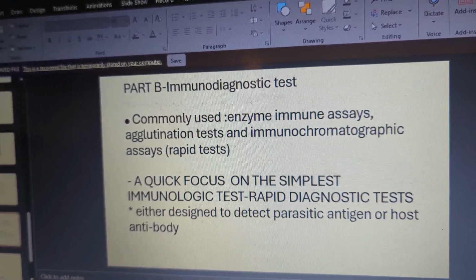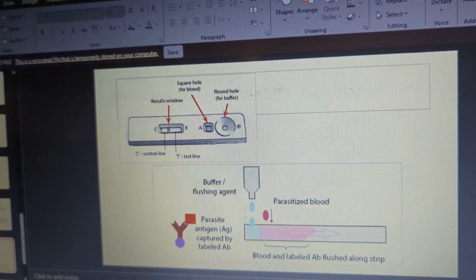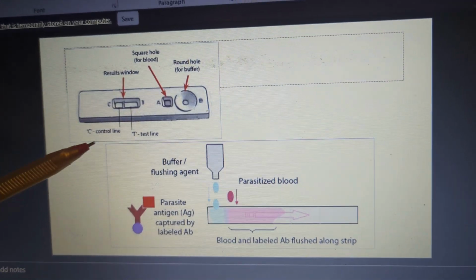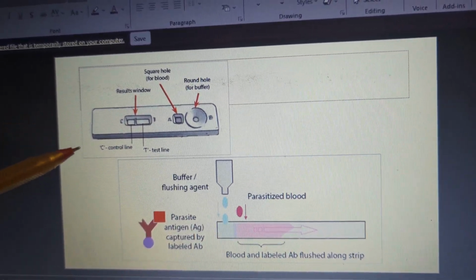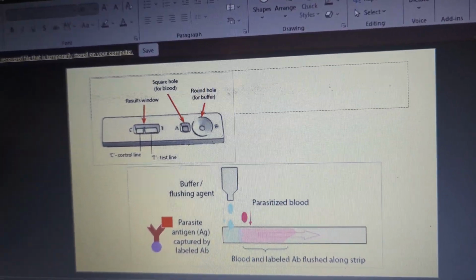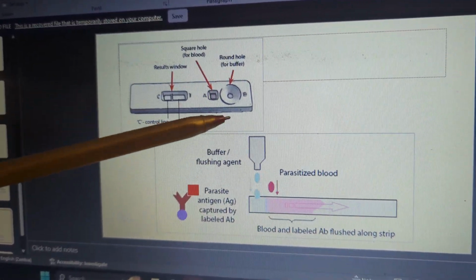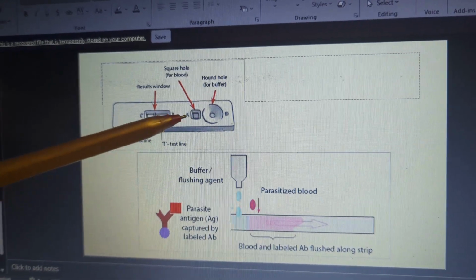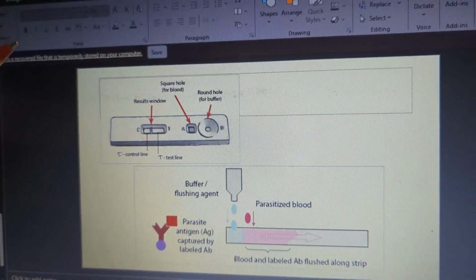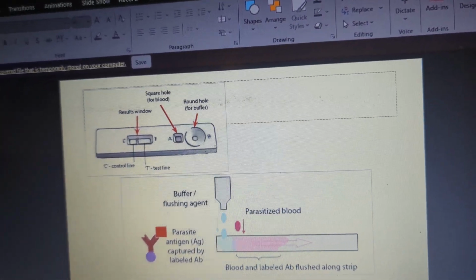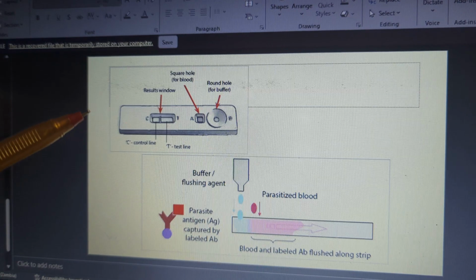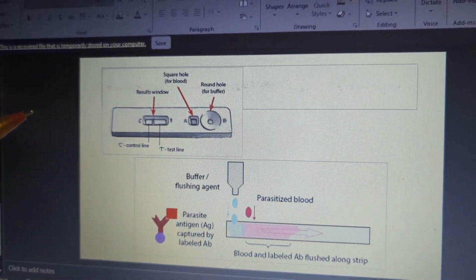To appreciate this, we have on the bench a cassette format, exactly as seen in this diagram. The one we are looking at is a Plasmodium falciparum rapid diagnostic test cassette. The format is a cassette, and you have the parts: a buffer well, a blood well, and the results window. The principle of the Plasmodium falciparum RDT is that we are detecting antigen, in this case the molecule histidine-rich protein 2.